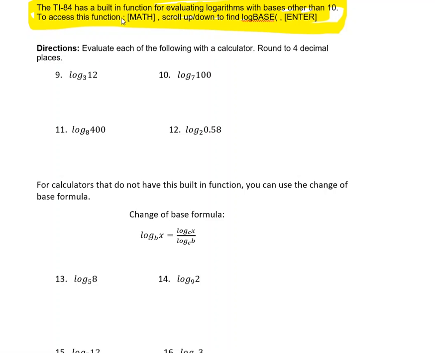All right, so using your built-in function or your change of base formula, evaluate each of the following with a calculator. So access math, and then just scroll down to log base, and then you can enter your base and your argument here and get the answers. Let me give you a minute to put those problems into the calculator and see what answers you get. Okay, there are your answers for that part.